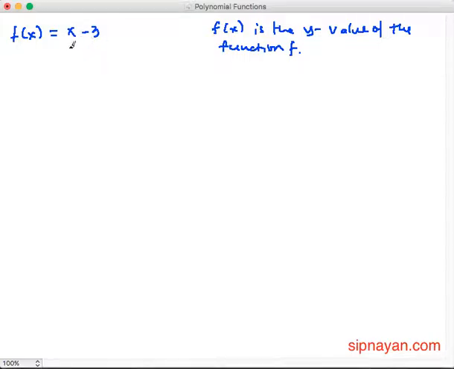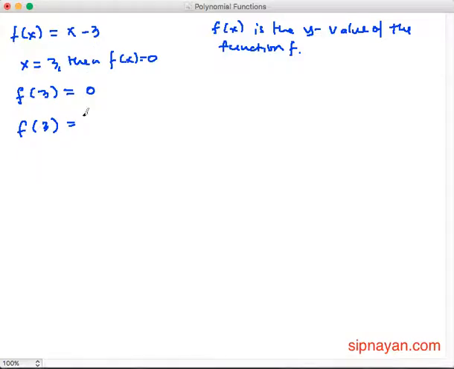Obvious, no? Pag ang x mo ay 3, if x is equal to 3, then f of x is equal to 0. No? So, ibig sabihin, another way of saying this is that f of 3 is equal to 0. Bakit f of 3? I think you're familiar with this notation already. Ibig sabihin, pag pinasok mo yung 3 dito sa loob, lahat ng x dito sa expression na to ay papalitan mo ng 3. So, magiging 3 minus 3, which means that f of 3 is equal to 0.